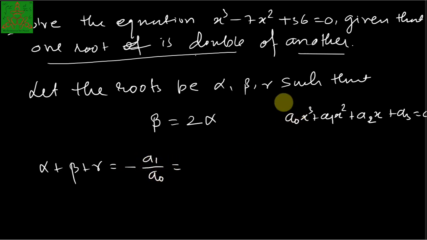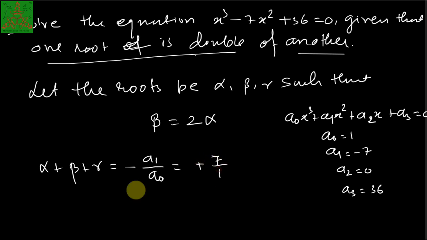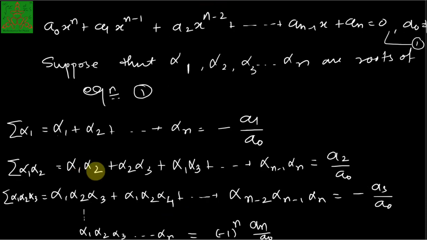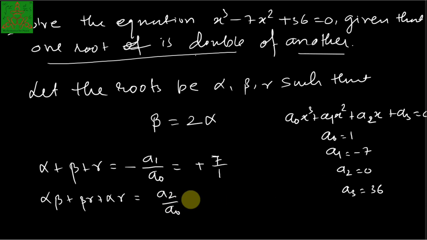If you compare this with this equation, a0 is 1, a1 is minus 7, a2 is 0 and a3 is 36. We can see that from this. So here it is minus a1, that is plus 7 upon 1. Then alpha beta plus beta gamma plus alpha gamma, these are the three pair terms we will have, the sum of all possible products of two roots, and that is equal to a2 upon a0. a2 is 0, so this is 0.